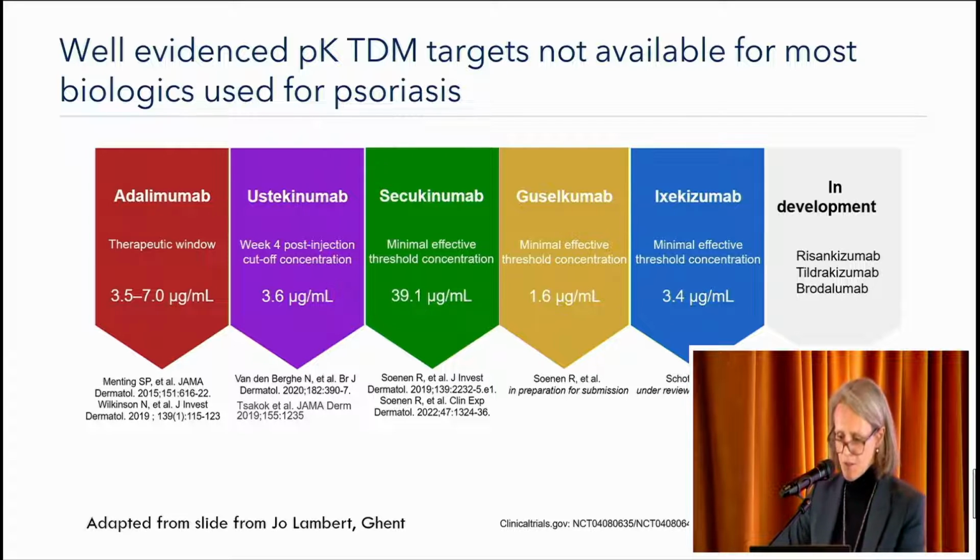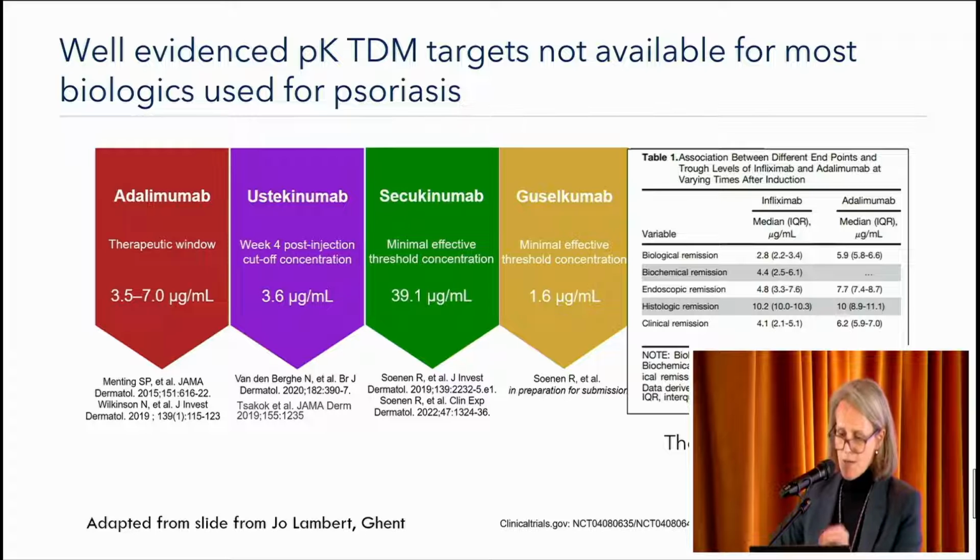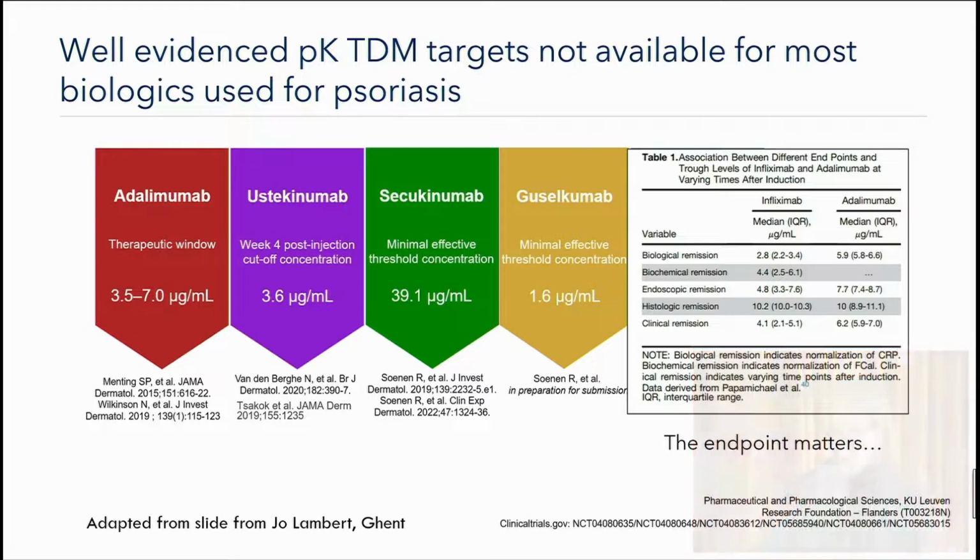And the other problem with some of the studies is that, certainly from the IBD literature, the endpoint that you're aiming for is very, very important. So if you're looking at biologic, this is in relation to infliximab, but there's no reason why this isn't generalizable to all drugs. The endpoint determines how much drug you need. So if you're looking for biological remission, that's 2.8, that's clinical remission, versus endoscopic goes up to 4.8, versus histological 10.2. So we need to think about what our endpoint is in developing TDM.